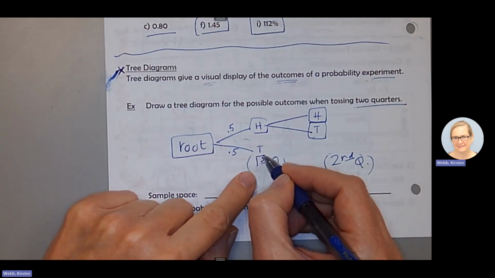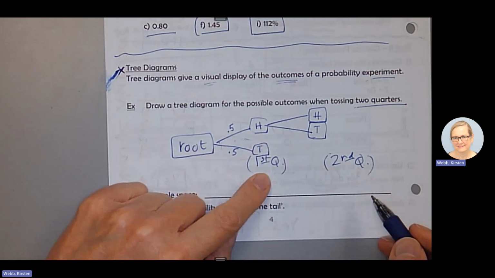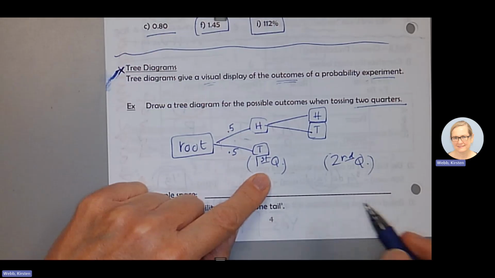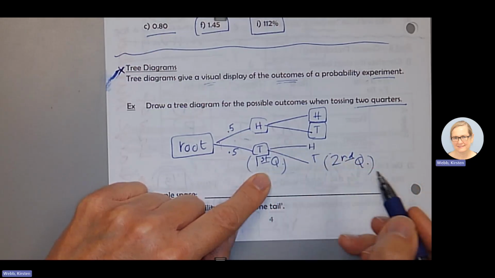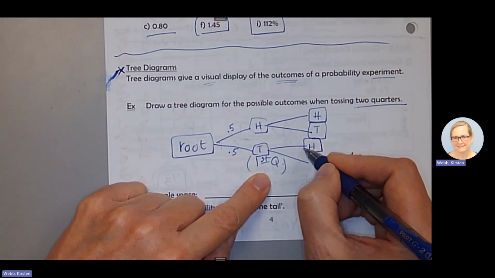Let's say the first quarter was tails instead. How about the second quarter? Could it still be heads? Could it still be tails? So also we want 2 branches off of that tails down there.